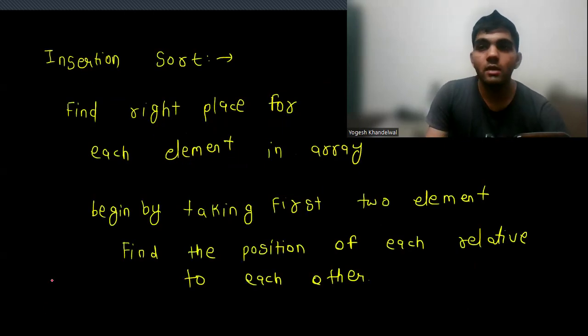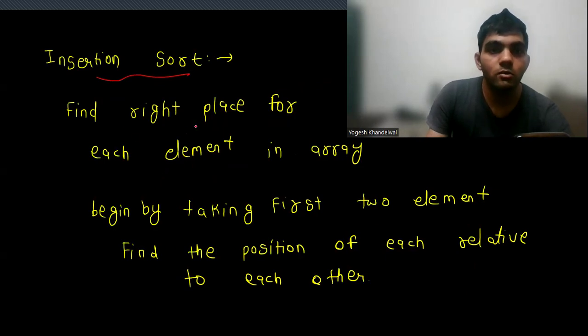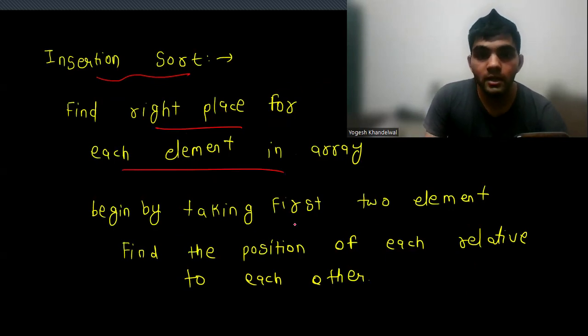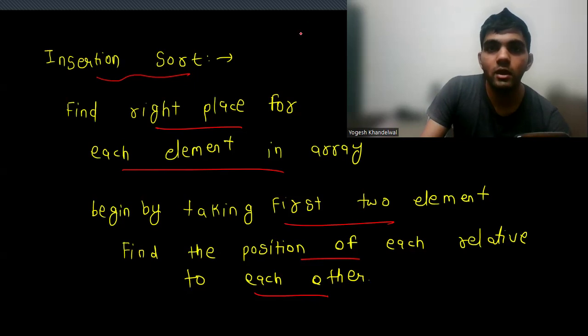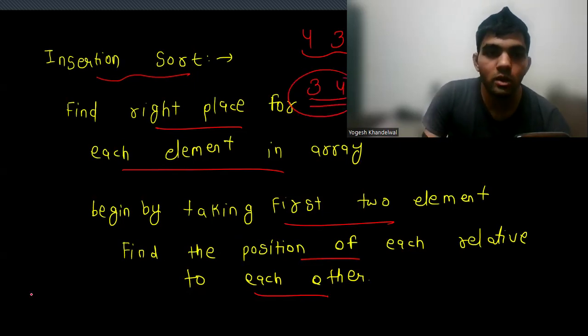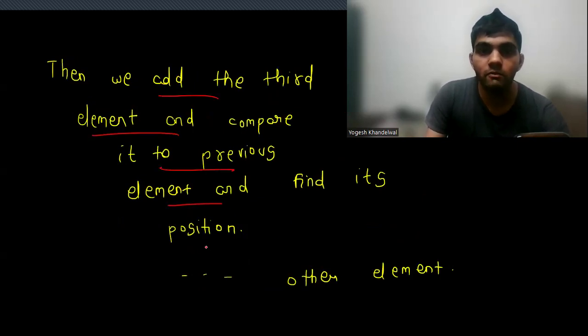So now we will talk about insertion sort. In insertion sort, we have to find the right place for each element in the array. We first begin by taking the first two elements, then find the position of each relative to each other. Like if we have 4 and 3, after sorting in increasing order, this will become 3 and 4. So we first take these two elements and then we add the third element and compare it to the previous elements and find its position.